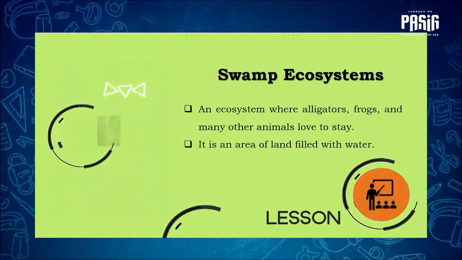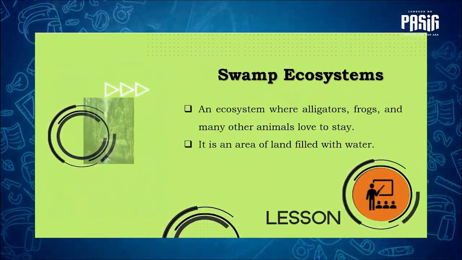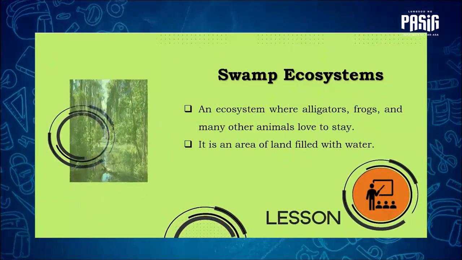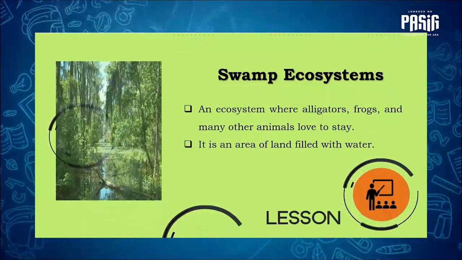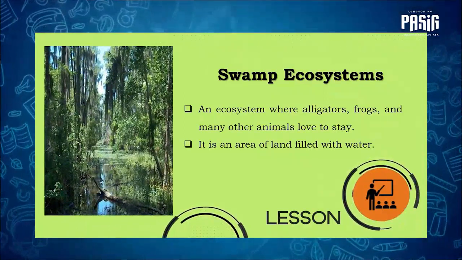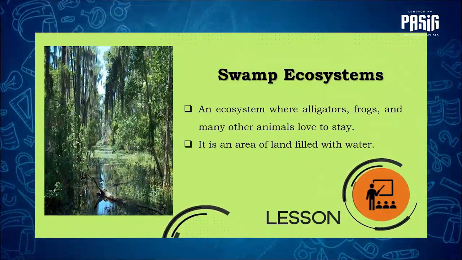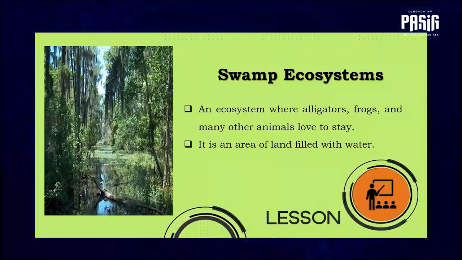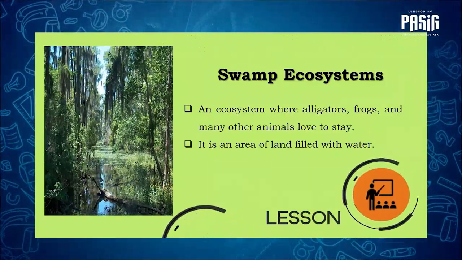A swamp is another ecosystem where alligators, frogs, and many other animals love to stay. It is an area of land filled with water. There are two main types of swamps. These are the freshwater swamps and the saltwater swamps.